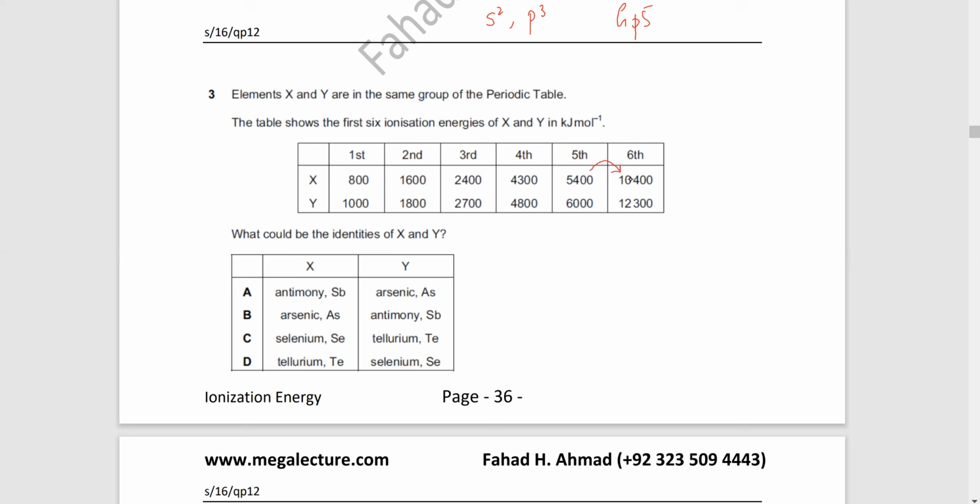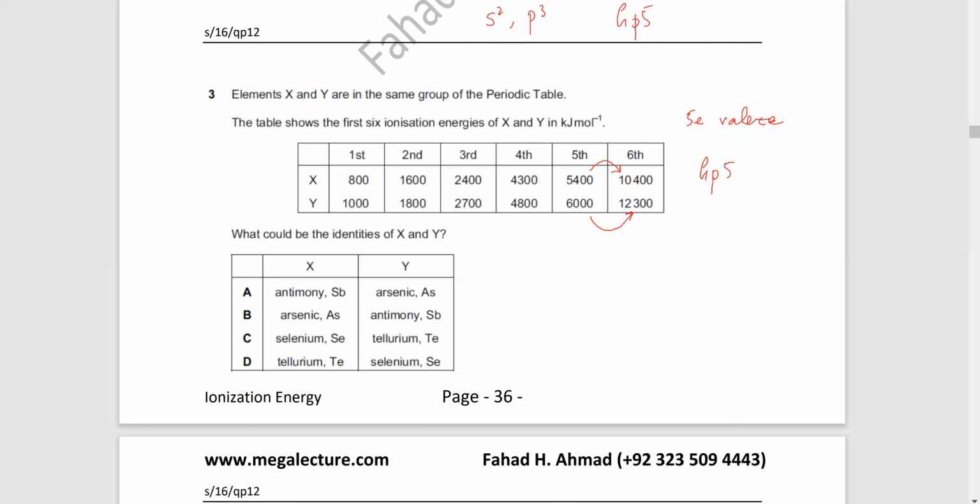And it's exactly the same for the other element: between the fifth and the sixth, removing the outer electrons was kind of easy, then suddenly the inner shell comes. So that means it has 5 electrons in the outer shell, 5 electrons in the valence shell. So they're definitely in group 5.